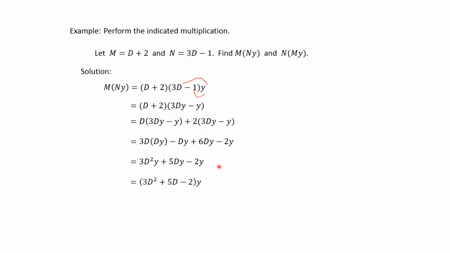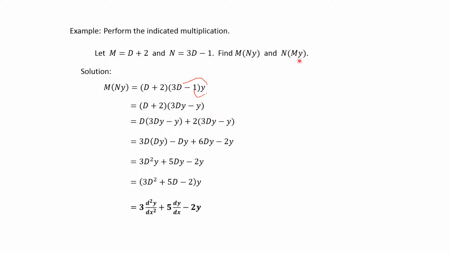And then we can express this already as, okay, get y out. It gives you 3D squared plus 5D minus 2y. And then from the definition of the operator, this is the same as 3 times the second derivative of y with respect to x plus 5 times the first derivative of y with respect to x minus 2y.